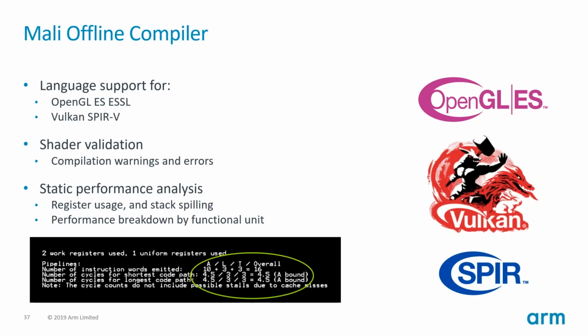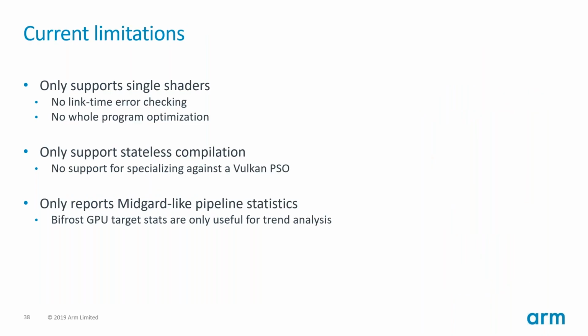Mali Offline Compiler is a shader debug tool. So it provides shader validation and static performance analysis. It supports OpenGLES source code shaders. It also supports Vulkan SPIR-V shaders if you've compiled them already and have a SPIR-V binary. It doesn't understand any dynamic state, so it is just static analysis, but it gives you a good feel for what the critical path is going to be for that particular shader program on a particular GPU.